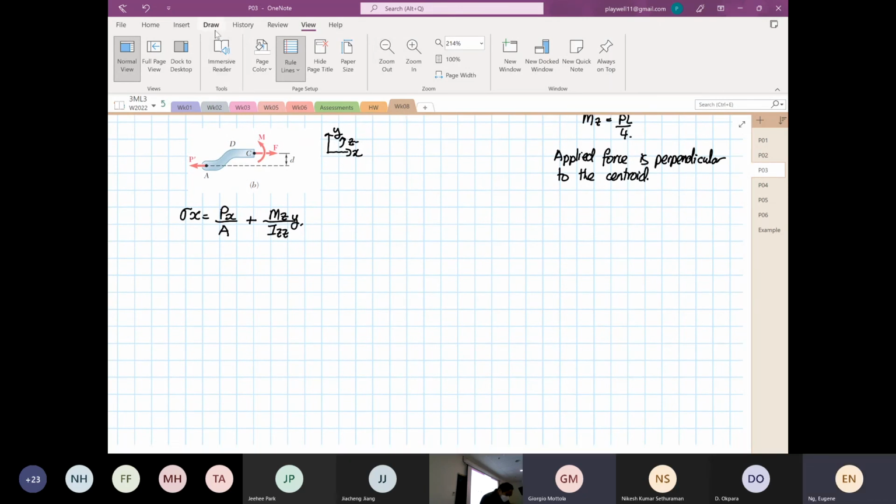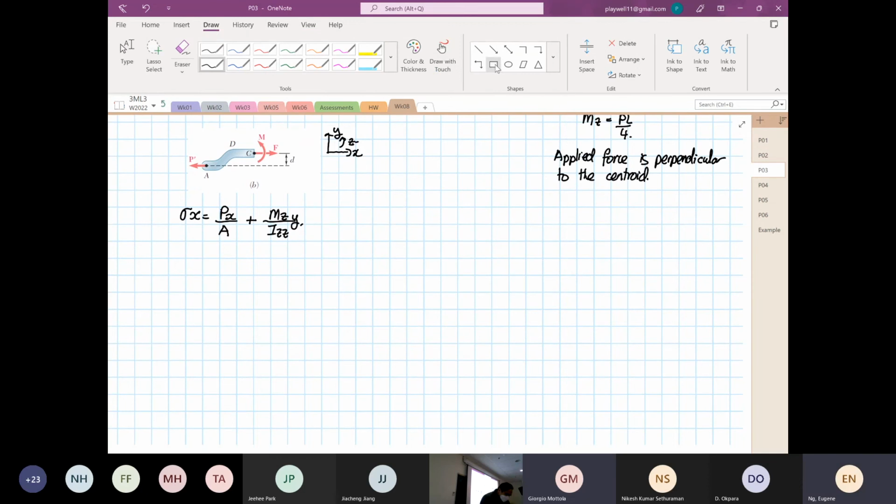For simplicity's sake, I draw this as a rectangle. Based on the transformation, this is your y, z. This is our rotation in x. Okay, so I'm going to sketch the stress distribution now.